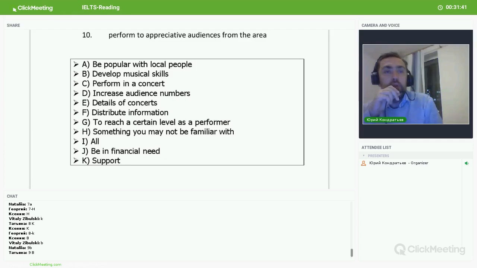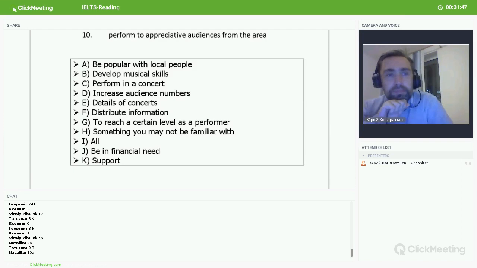Now 10. Perform to appreciative audiences from the area. So opinions differ. A and D. A and D. Okay. Somebody else? 2 people think it's A. C. Wow. Perform in a concert. Be really careful. If you have perform and perform, that's half a point. Concert and appreciative audiences from the area, it's not the same. No, it's not the correct answer.